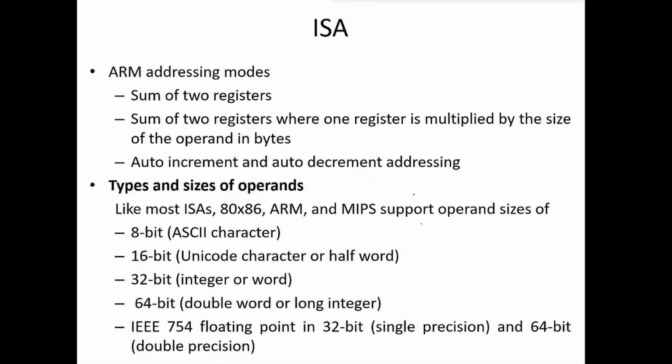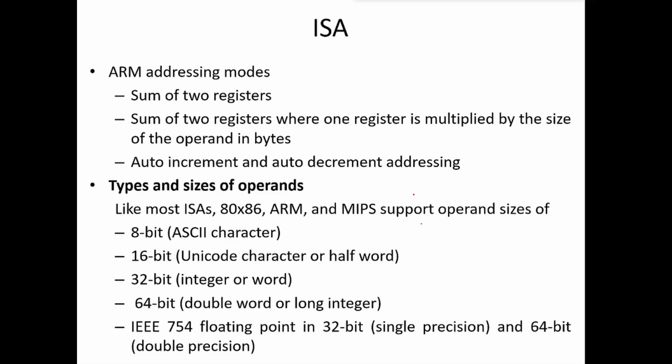The same examples I have given. These are ARM addressing modes: the sum of 2 registers, where 1 register is multiplied by the size of the operand in bytes. Auto increment and auto decrement addressing is also there. We'll see when you come into the lab, there are a few instructions which do that automatically. Once you fetch the data, the address is automatically incremented. Sometimes we may need it or we may not. Those things can be done with the ARM instruction set.